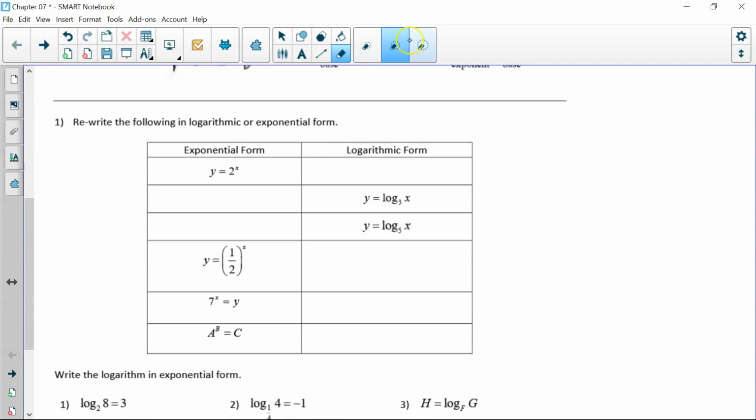So writing in exponential form, if we have y equals 2 to the x, in logarithmic form, log base 2, so log base 2 of y equals x. And there it is in logarithmic form. Let's go to the other exponentials just to keep practicing it. Log, start at the base. Log base 1/2 of y equals x.